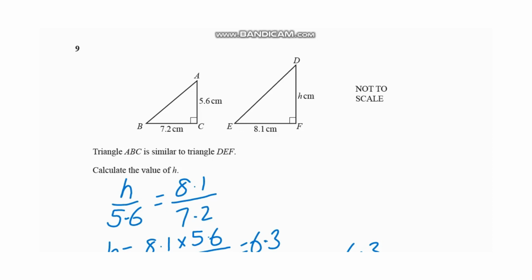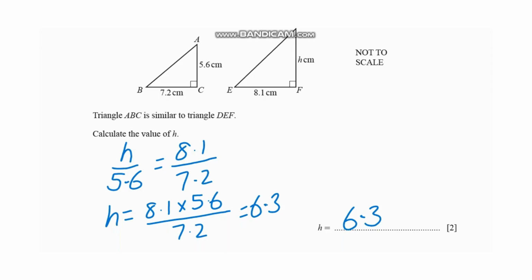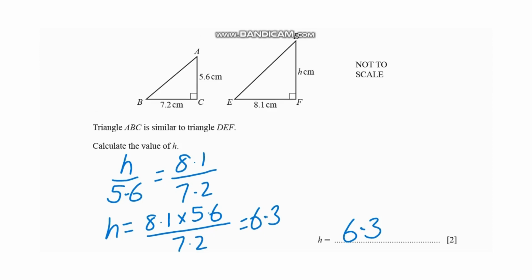So h divided by 5.6 is equal to 8.1 divided by 7.2, and this will be 8.1 multiplied by 5.6 divided by 7.2, that will be 6.3 centimeter. So the height for DF will be 6.3 centimeter.